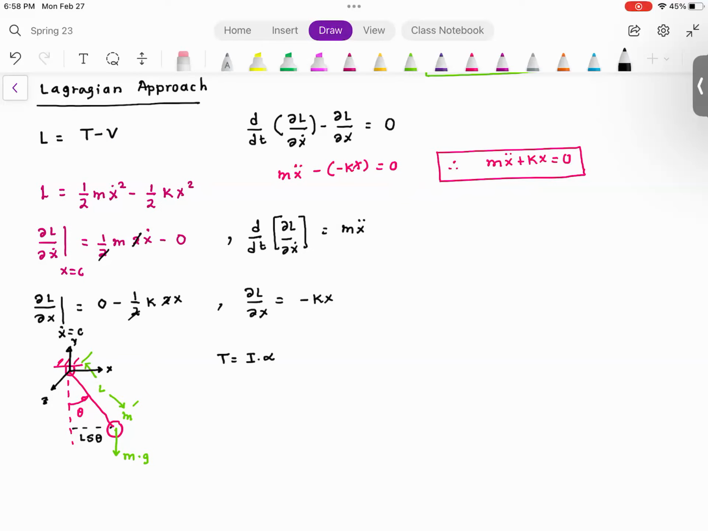Now this theta is in the positive direction. This is again theta dot, theta double dot. So what you have is m times g times L sine theta is negative, is equal to I theta double dot.